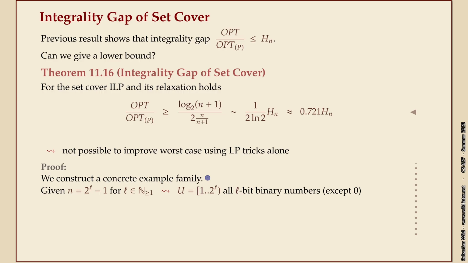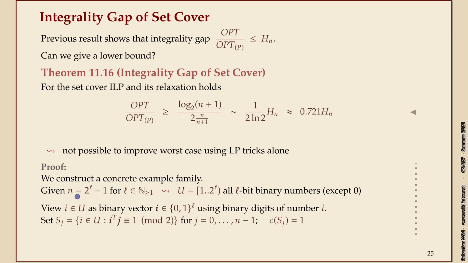So here it goes. We can build this for an arbitrarily large input size, but n has to be a power of 2 minus 1. So there's some L, and we can essentially use numbers of L bits, including the leading zeros. But we don't include 0, so that's important. The universe, as before, is 1 up to 2 to the L minus 1.